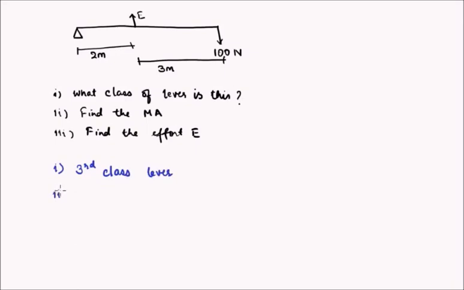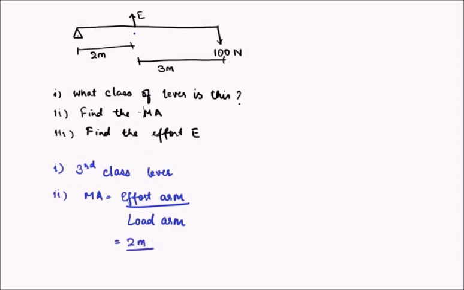The second part asks us to find the mechanical advantage. We know that the mechanical advantage is the effort arm upon the load arm. Here the effort arm is the distance between the effort and the fulcrum, and that is 2 meter as marked here. So we can say effort arm is 2 meter.